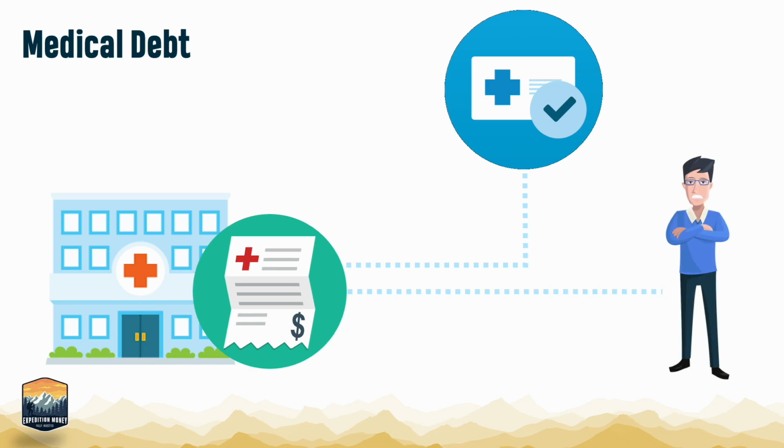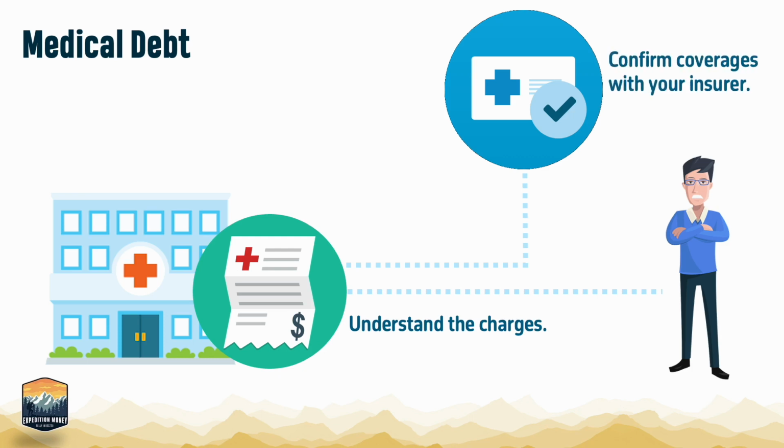This balance can be pretty high, especially if you're not insured. But even if you are insured or underinsured or have a high out-of-pocket maximum, this could be unaffordable. So to start tackling this, first, we want to make sure that what we owe is correct. Start by making sure that you understand the charges on any bills that you receive. Then, go back to your insurance provider and make sure that your coverages are correct and that they paid for everything that they were supposed to.